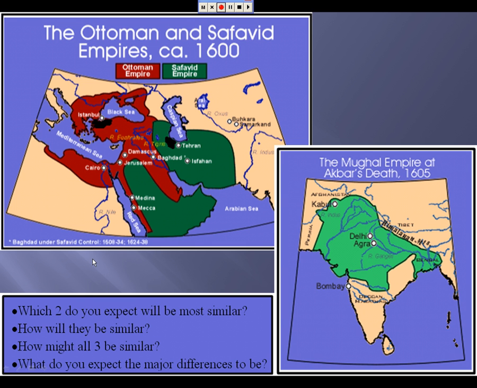All right, quick question to start. We have the Ottomans in red, we have the Safavids in green, and we have the Mughals in the lime green. A couple questions for you to think about. Which two of these three would you expect to be the most similar? Ottomans and Safavids, right? Why? Because they're right next to each other. Of course they are. How would you expect them to be similar?